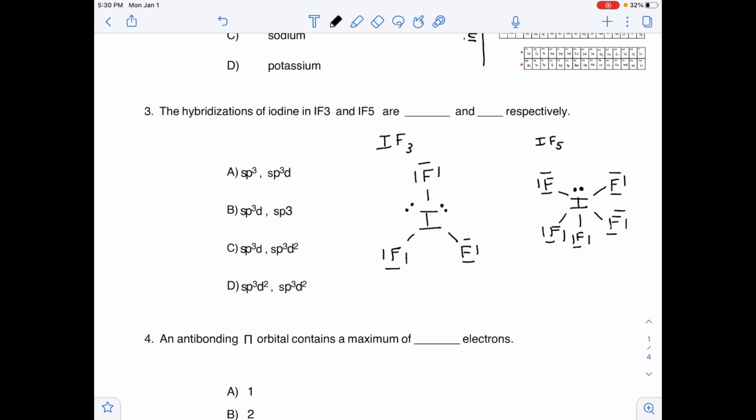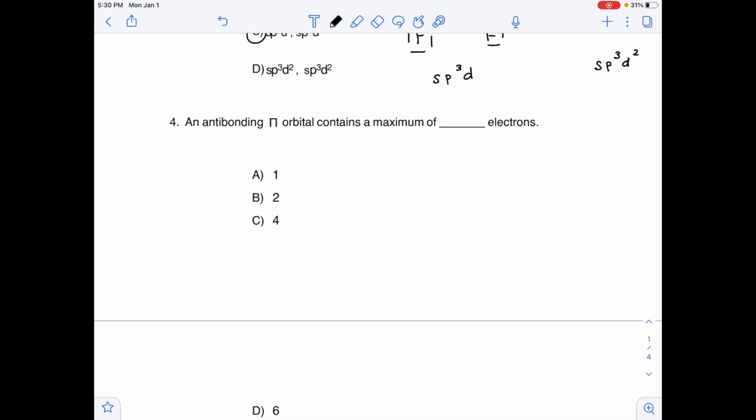So, looking at both of these Lewis structures, for IF3 the hybridization is going to be sp3d, because there can only be one S, 3 Ps. And then for IF5, it's going to have a hybridization of sp3d2. So the correct answer is going to be C. For number 4, it says an anti-bonding pi orbital contains a maximum of blank electrons. This is going to be 2.